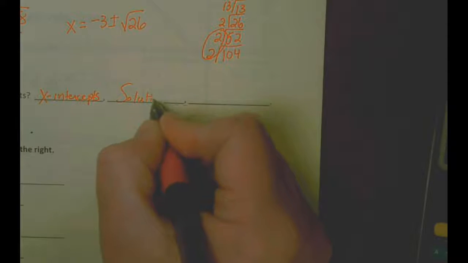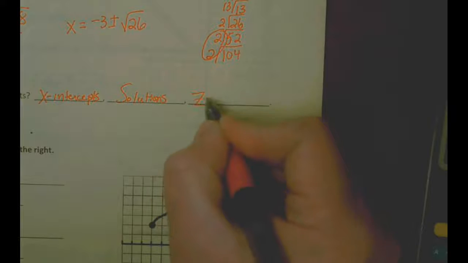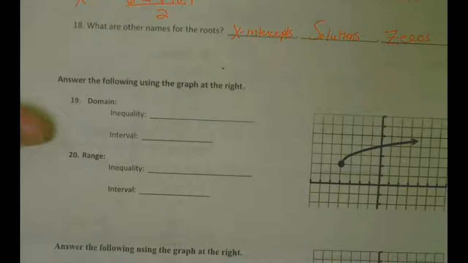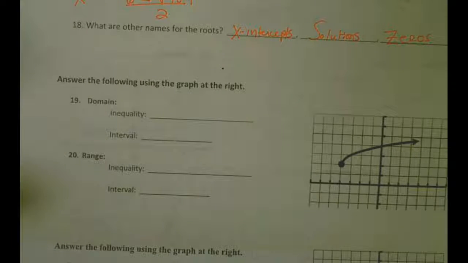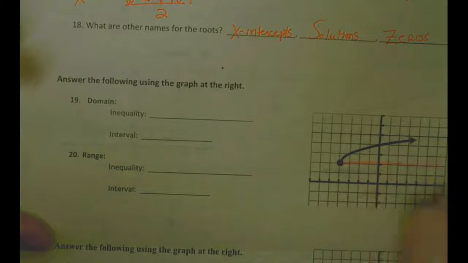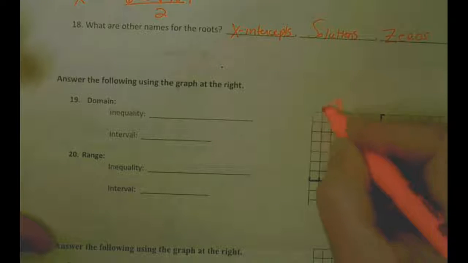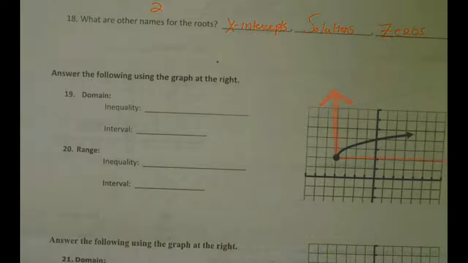Roots, another name would be x-intercepts. Solutions. Zeros. It doesn't matter the order that you write those down. So for this graph right here, if I try to put it in a box, it keeps going that way, it keeps going that way.